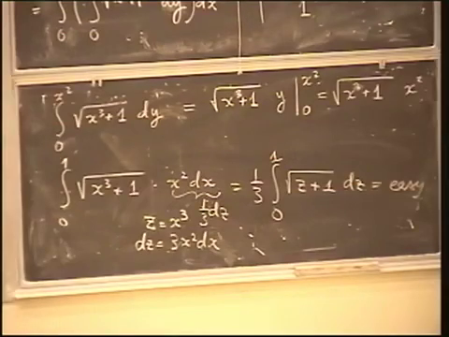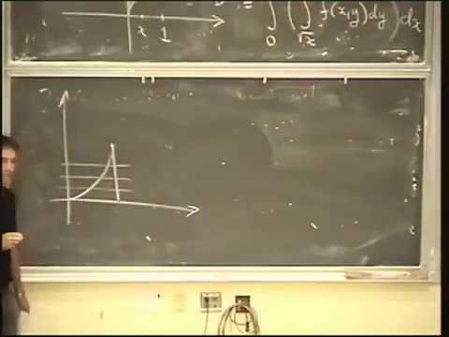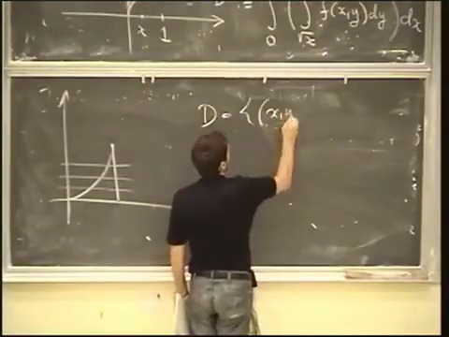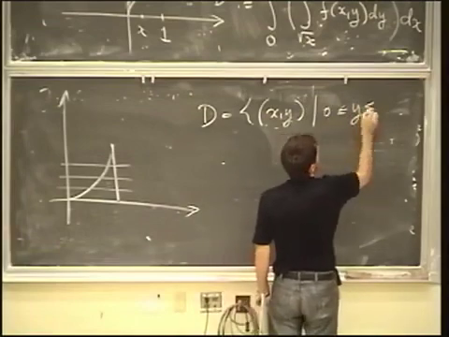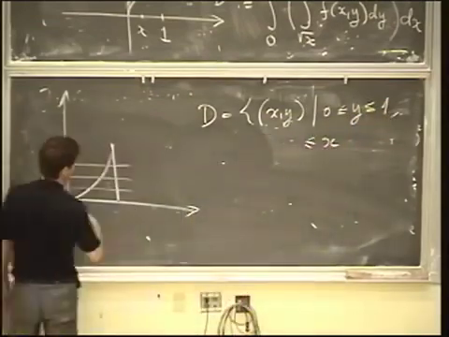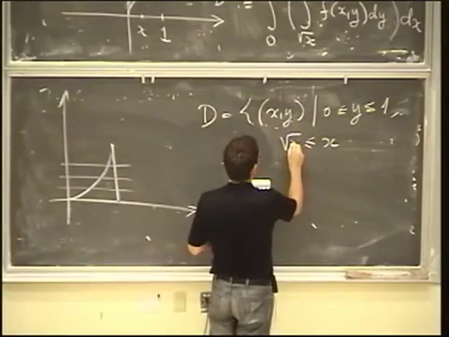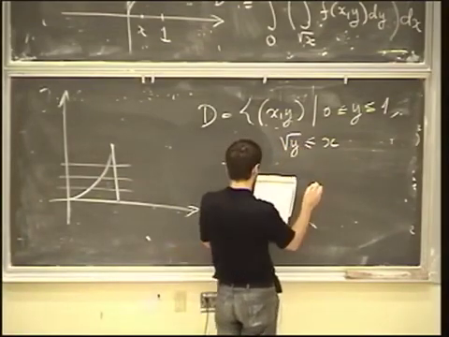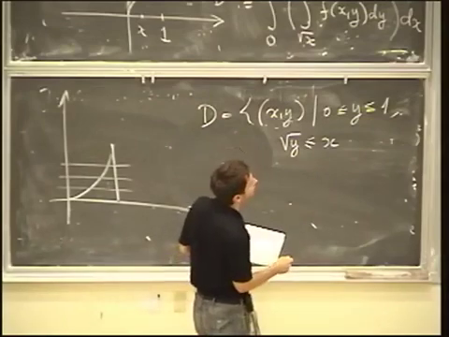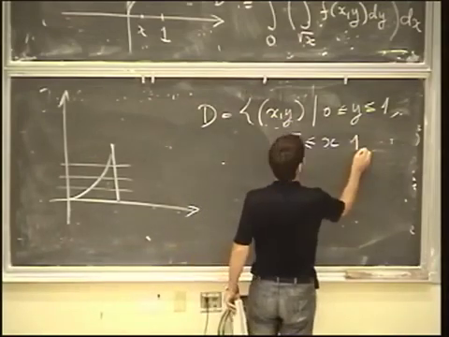Let's think of the same region, but from a different point of view. Let's cut it by horizontal lines. If we cut by horizontal lines, the same region would be x, y, where now y is between 0 and 1, and x is between what? It is between the square root of y, and 1. You see?